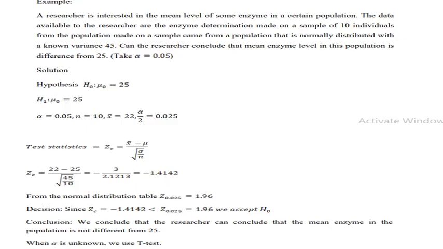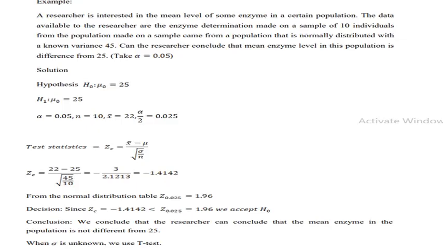Decision: we compare our calculated value, which is minus 1.4142, with our table value, which is 1.96. So our decision is reject H0 if z calculated is greater than z tabulated. From here we can see that our z calculated is less than z tabulated, the value from our z table. Therefore we accept H0, because minus 1.4142 is less than 1.96.